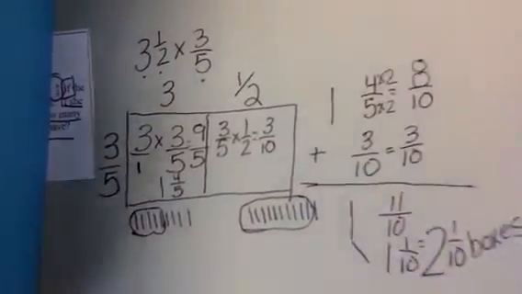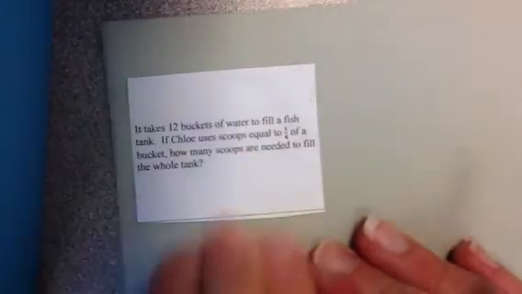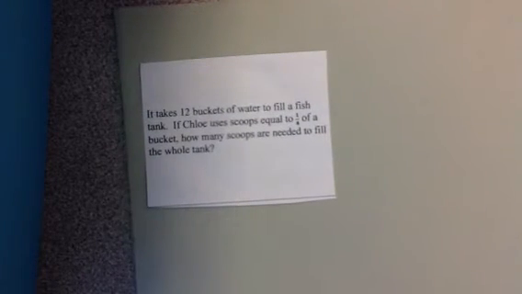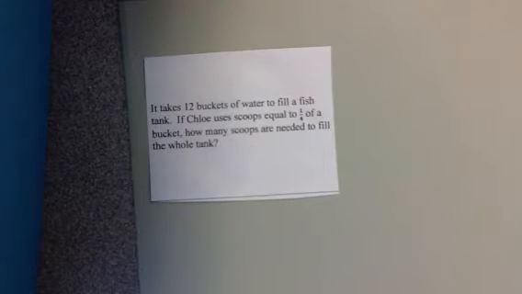All right, I'm going to flip over to my division side. Obviously, the other 3 problems should be division. So, it takes 12 buckets of water to fill a fish tank. If Chloe uses scoops equal to 1/4 of a bucket, how many scoops?